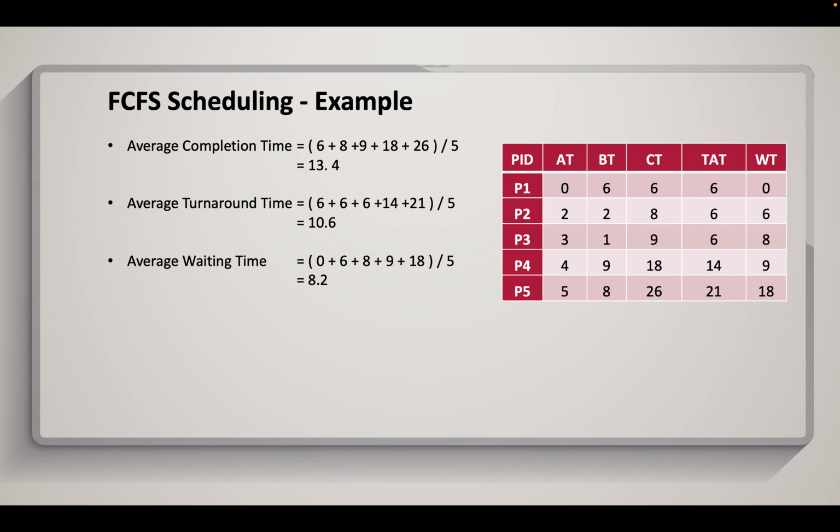And if we perform the average completion time, now we have to add all these things and divide it by the number of processes. We will get average completion time, average turnaround time and average waiting time.